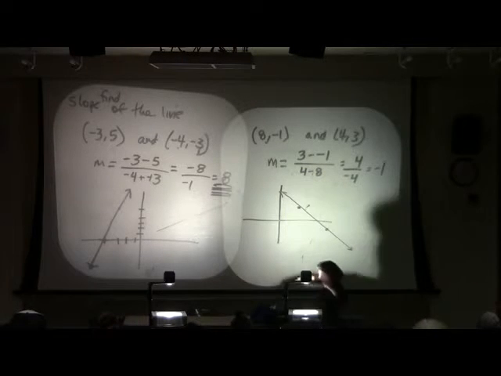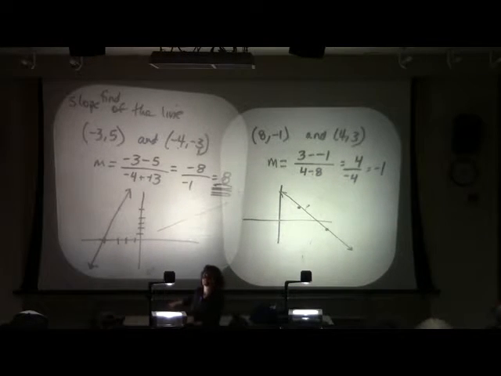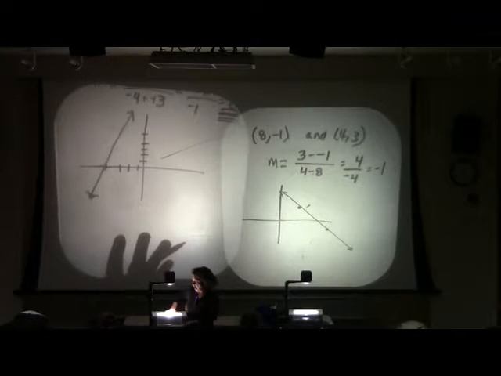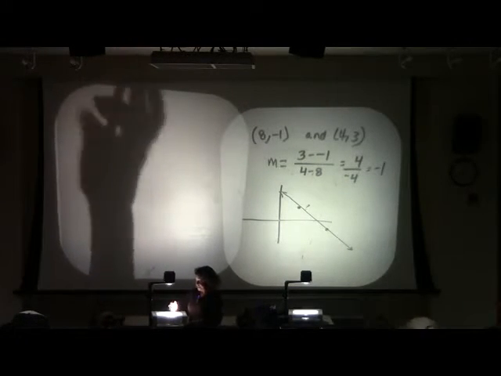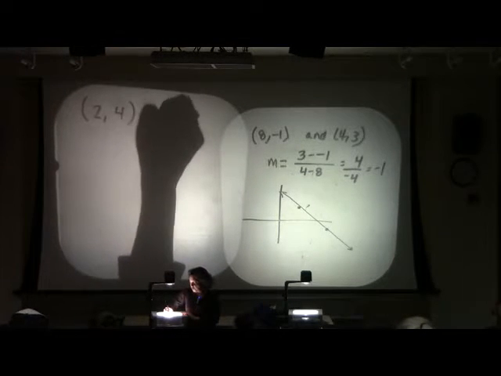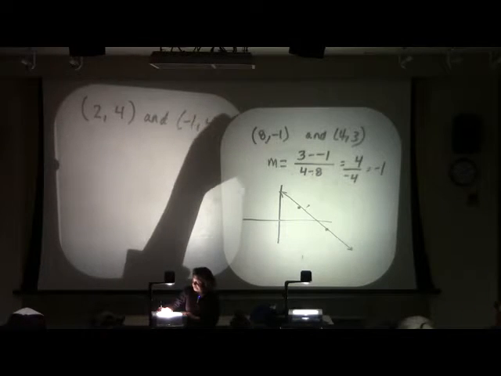How's this going so far? Are you having a ball? I can tell. All right. Next, what if I want you to find the slope of the line containing 2, 4 and -1, 4?